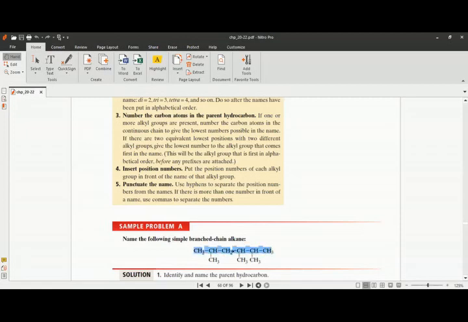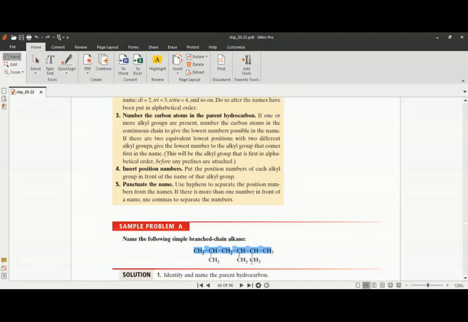So the straight chain here contains how many carbon atoms? 1, 2, 3, 4, 5, 6. And number 6 is hex. And we have an alkane, so it's hexane. Hexane. Let's name the branched groups that we have, the alkyl groups here.